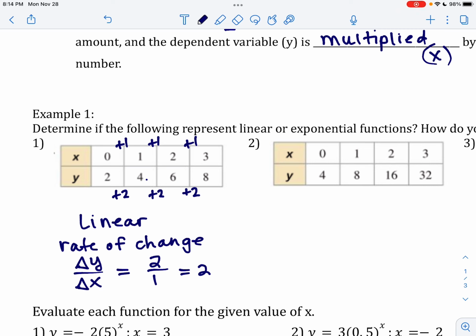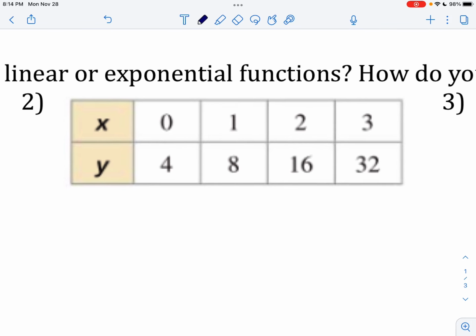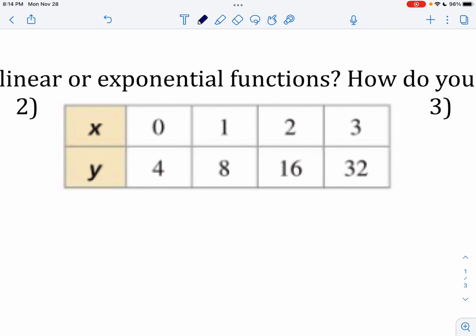All right, the second one that we're going to look at, we know the top increases by 1 for each one, and the bottom, 4 to 8, we could say that it's plus 4, but then when we go 8 to 16, that doesn't really work so well.